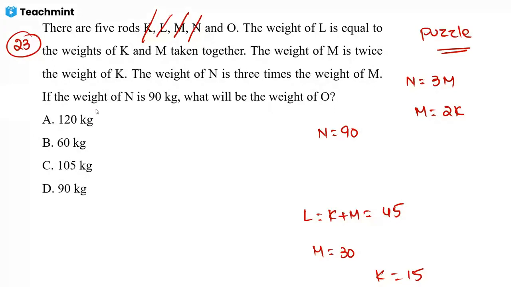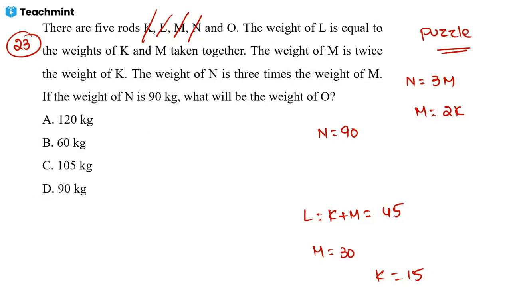Then what have they given? L is K and M together. N is 3 times the weight of M. M is twice of K. Fine. What will be the weight of O? Fine, O can be anything. They didn't give anything about which is highest, which is heaviest. There are 5 rods K, L, M, N and O. The weight of L is equal to the weights of K and M together. They gave N as 3 times the weight of M. Now let's see, they are asking related to O.